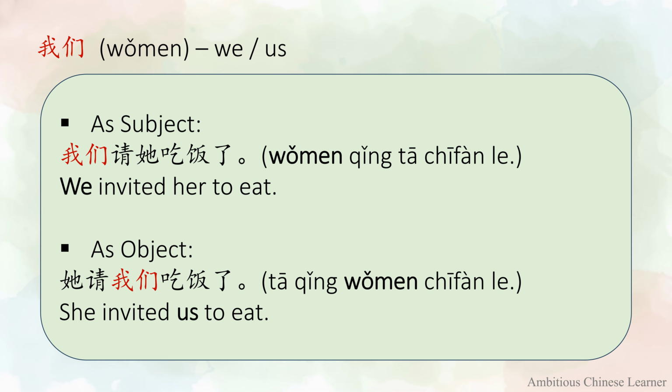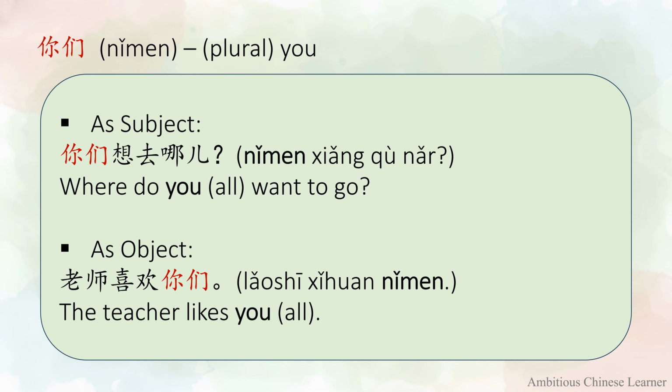我们, we or us. 我们请她吃饭了, We invited her to eat. 她请我们吃饭了, She invited us to eat. 你们, you plural. 你们想去哪儿, Where do you all want to go? 老师喜欢你们, The teacher likes you all.